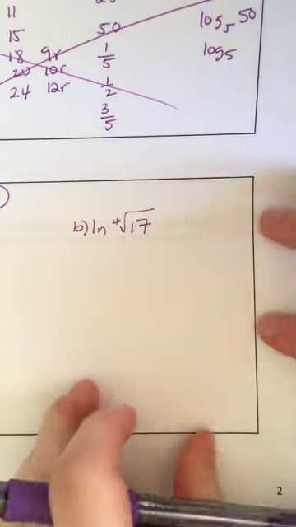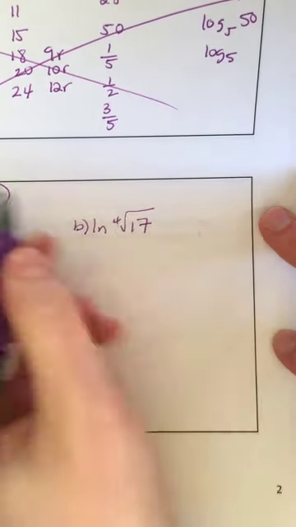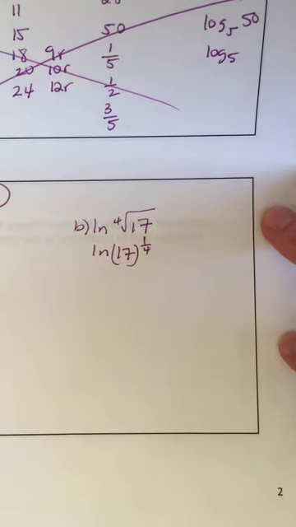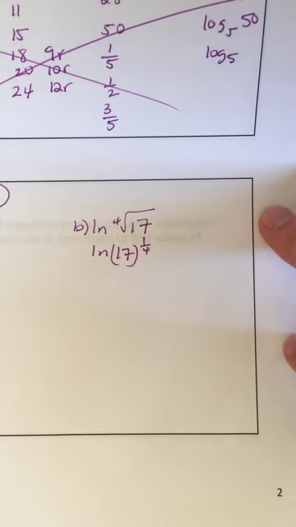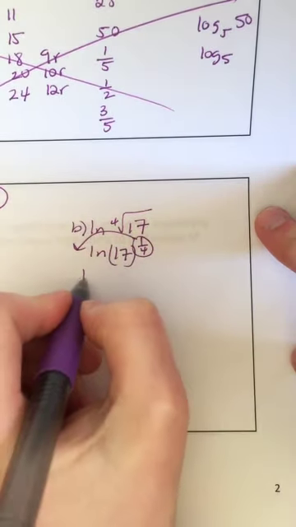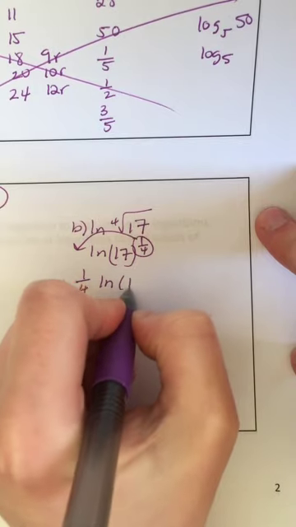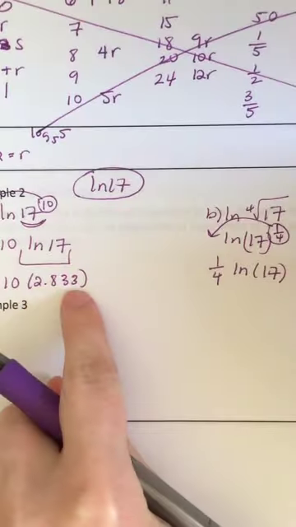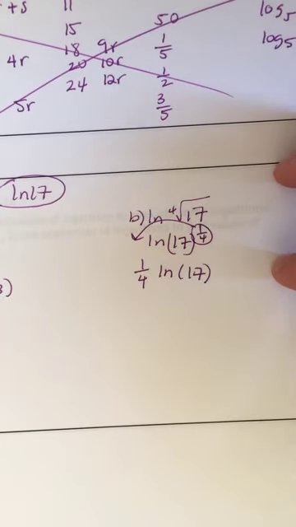All right, part B, this fourth root is the same thing as saying 17 to the 1/4. Remember, rational exponents are key with logs. This is an exponent. I can move it to the front as a coefficient, so I get 1/4 natural log of 17. Again, do the same approximation with 2.833, and you get your answer.